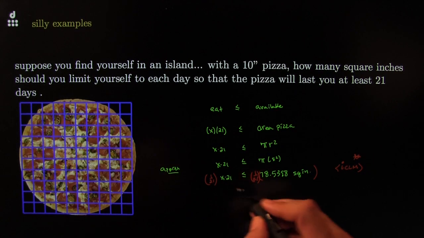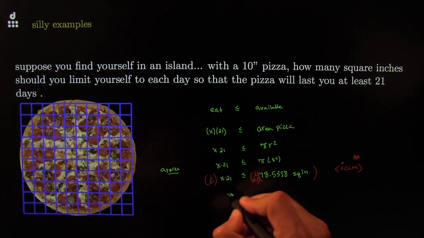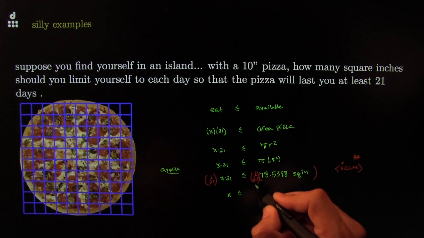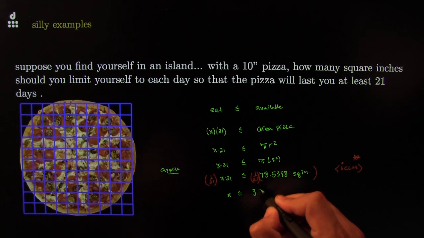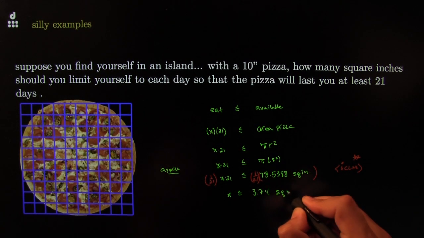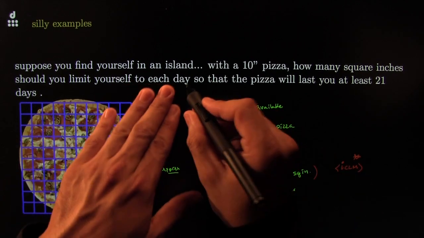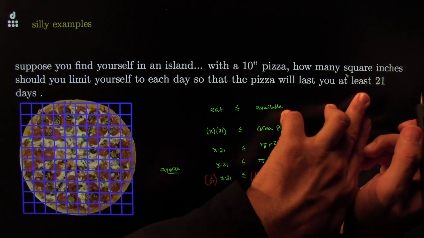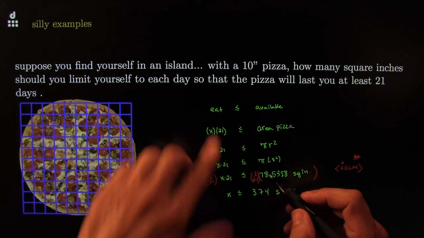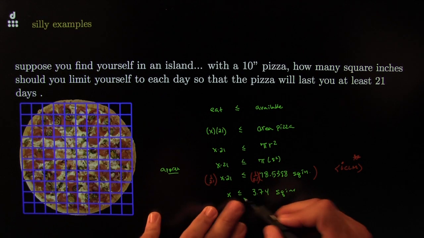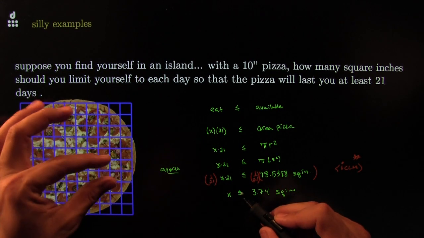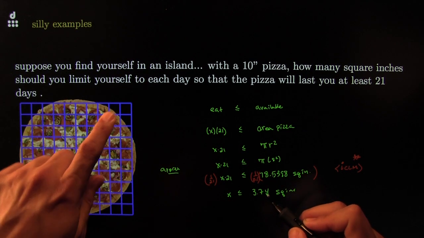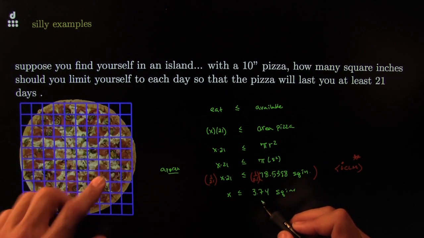And so this becomes, back to green, x is less than or equal to 78.539 divided by 21, which turns out to be approximately 3.74 square inches. And so the amount that you should eat every single day of a 10-inch pizza, if you plan on being stuck on the island for 21 days, so that you have eaten less than what's available, should be less than 3.74 little squares. So about 3 3/4 pieces is what you would get.